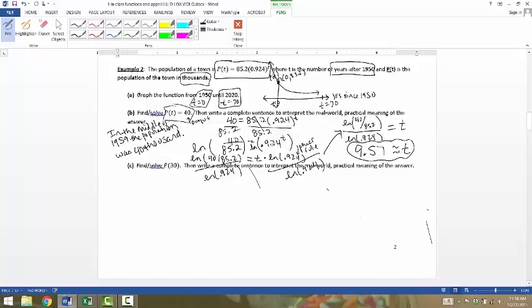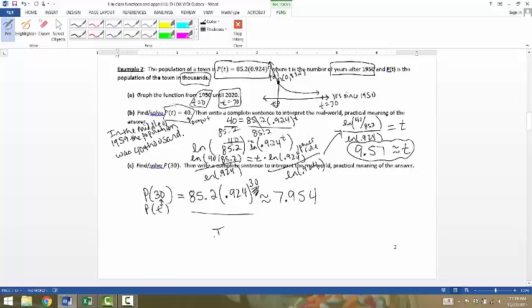To find P of 30, this time again, comparing it back to P of T, they're telling us the T equals 30. So I need to go to my equation, 85.2, 0.924, and we're replacing T with 30. I'm going to just pop that right in the calculator in one step. I got about 7.95. I'm going to say I guess I'll take it way out, 7.954.